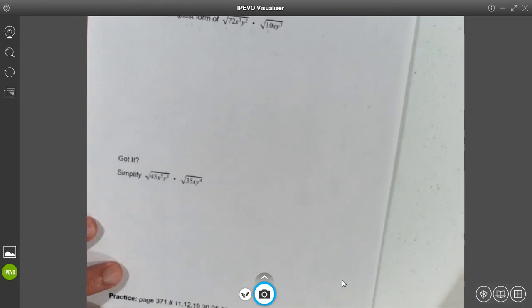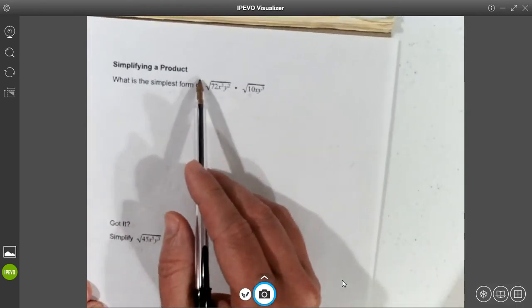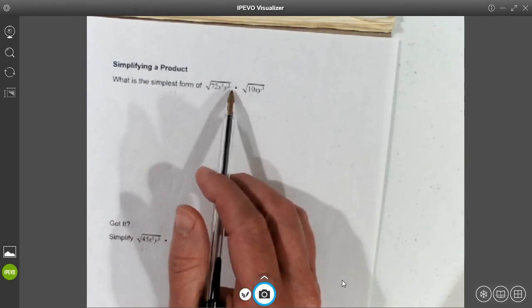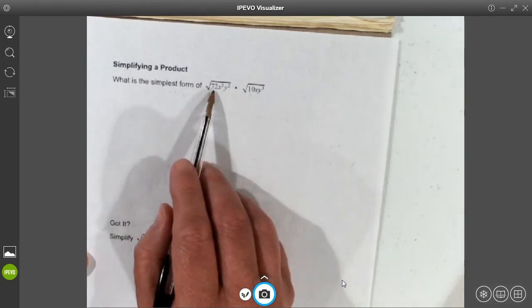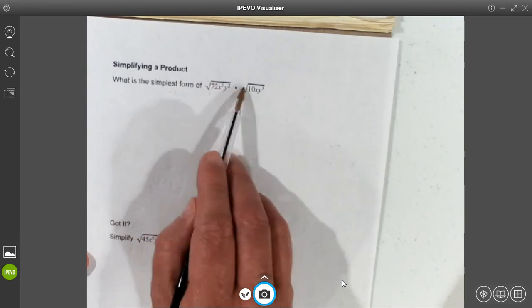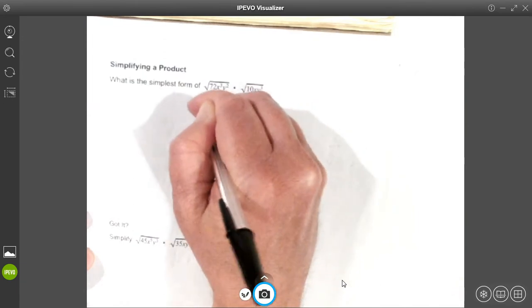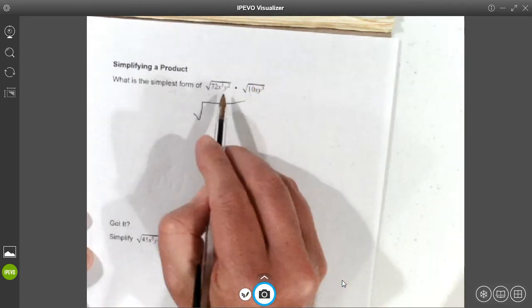Okay, and so now just one more problem here. So this is kind of a combination then. We're going to multiply, and then we're going to simplify. All right, so if I look at this, again, I can multiply because they're both square roots. So I'm going to multiply, and I'm going to put them underneath one big square root, and I'm going to multiply whatever I can.